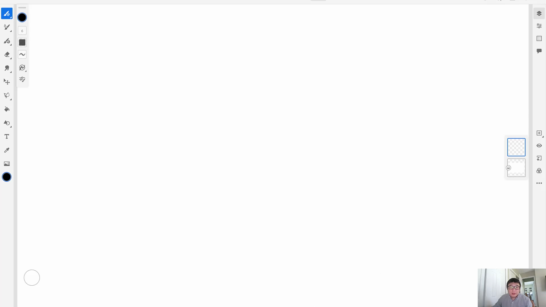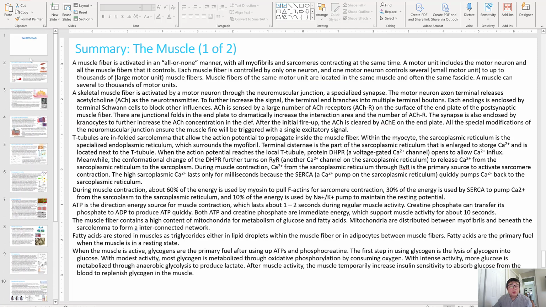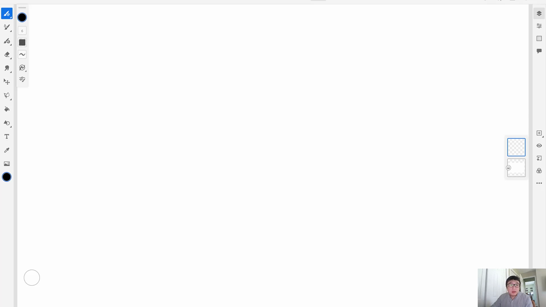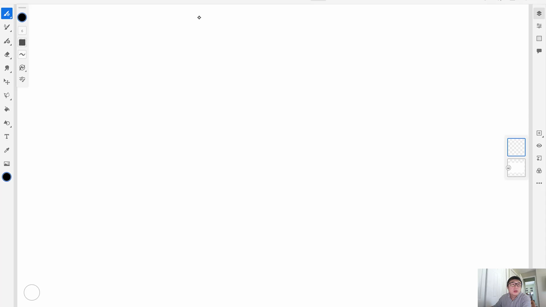Hi, hello. This is topic number 20, the muscles, and finally we'll talk about the muscles. Let's start with how the muscle is regulated by the nerves, how the muscle is controlled by the nerves.